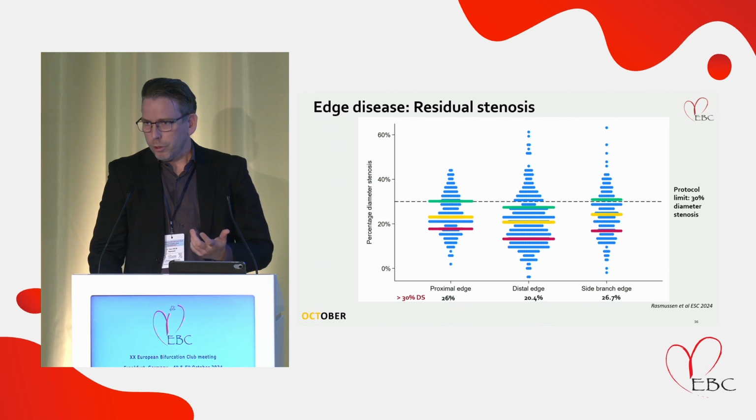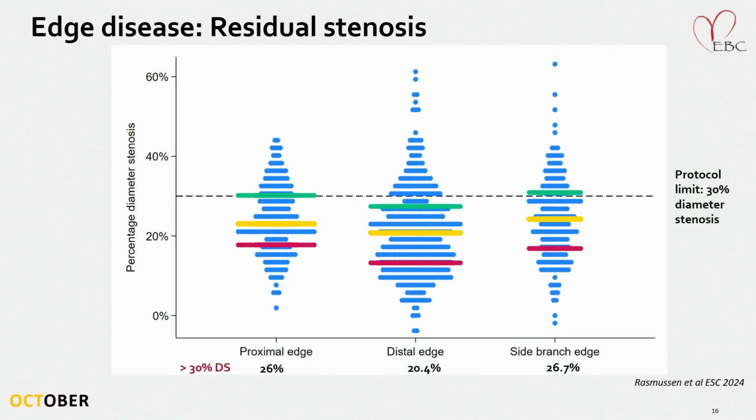But were these protocol errors? No. So what we currently look into is that in these cases where we exceed the 30%, not all of them are protocol violations, because a lot of these cases have quite extensive disease, diffuse disease, so it's simply impossible to make full coverage.